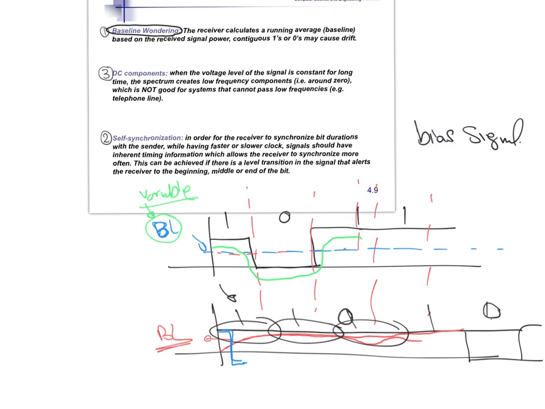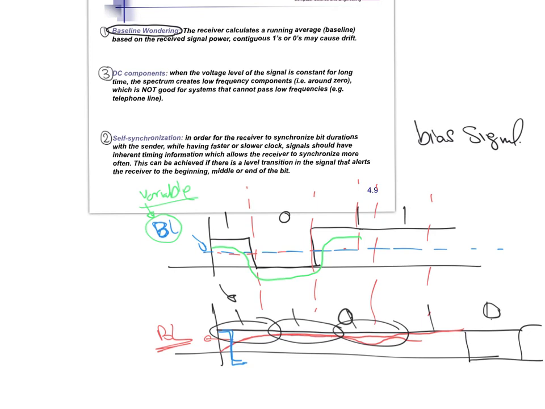for a long duration of time. This causes these two problems. Baseline will wander up or wander down, okay? And at the same time, you will not have any change in the signal that will allow the receiver to synchronize its clock. Clear? So this is the rule of thumb. You should never have the same voltage level for a long period of time.